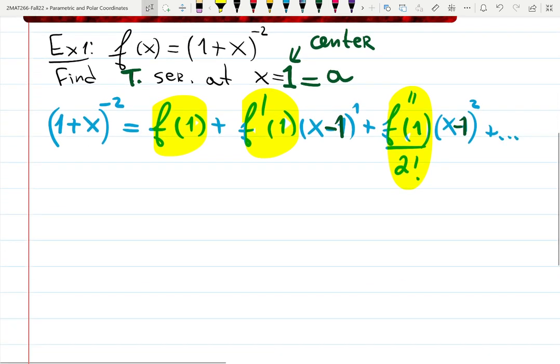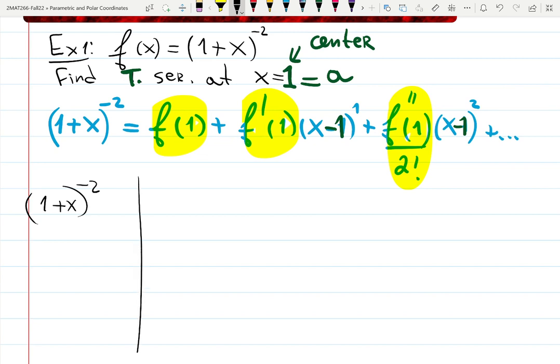Now, I like to create a table, but you don't have to. The first thing you do is you write down the original function, and then you right away can find this original function at the center. So it's going to be 1 plus 1, which is 2, to the minus 2. Does it make sense? So I do it right away. If you speed up, that's going to help you on the test as well.